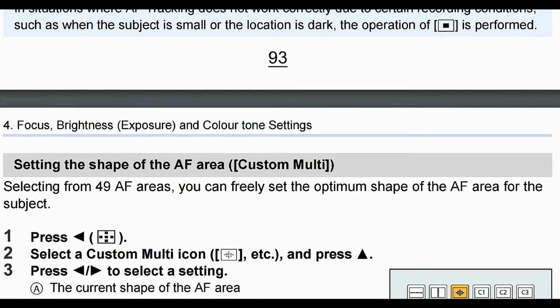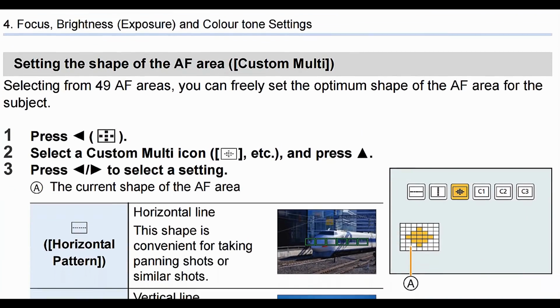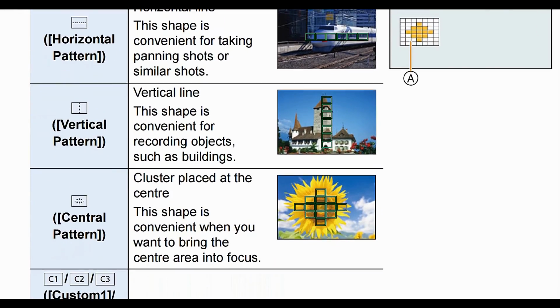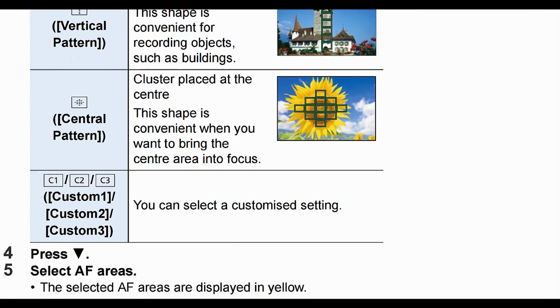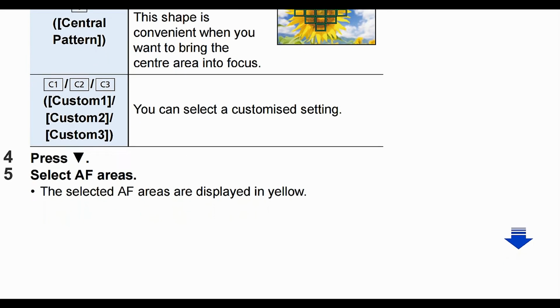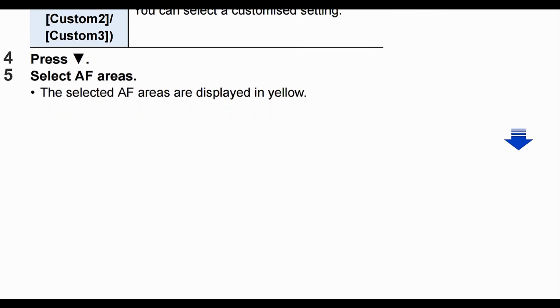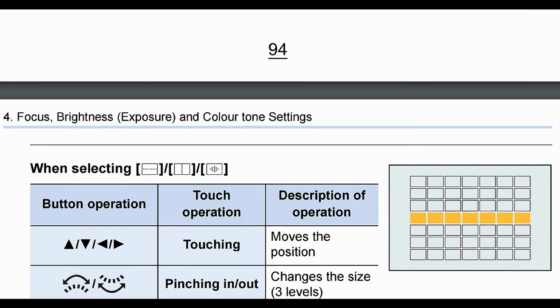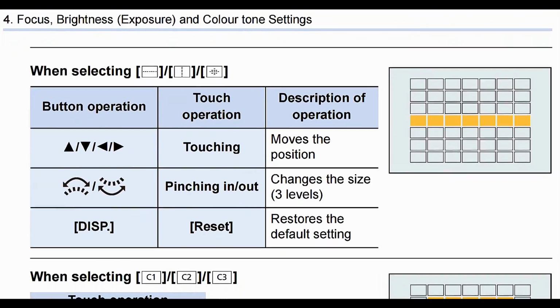There's a setting the shape of the AF area. This is the custom multi. And I know it sounds silly, but if you look at that picture, the steeple and so on, it lets you get it spot on. I come from an era when we used to use exposure meters and spot meters. So this camera is a godsend to oldies like myself.